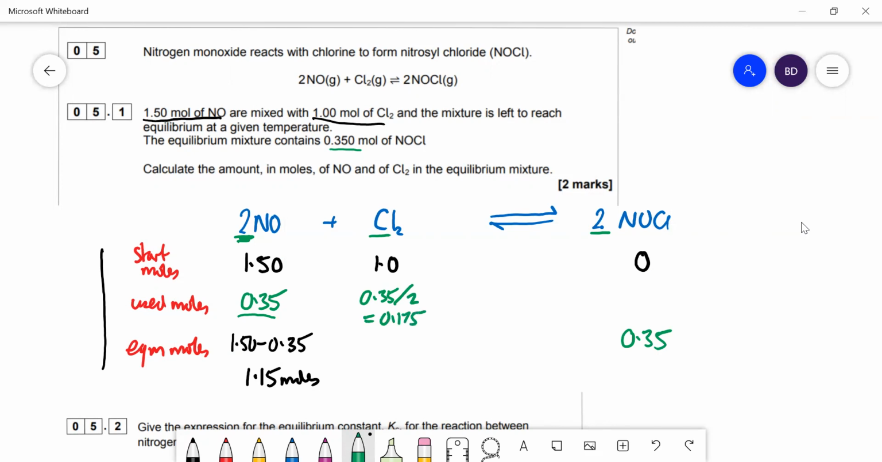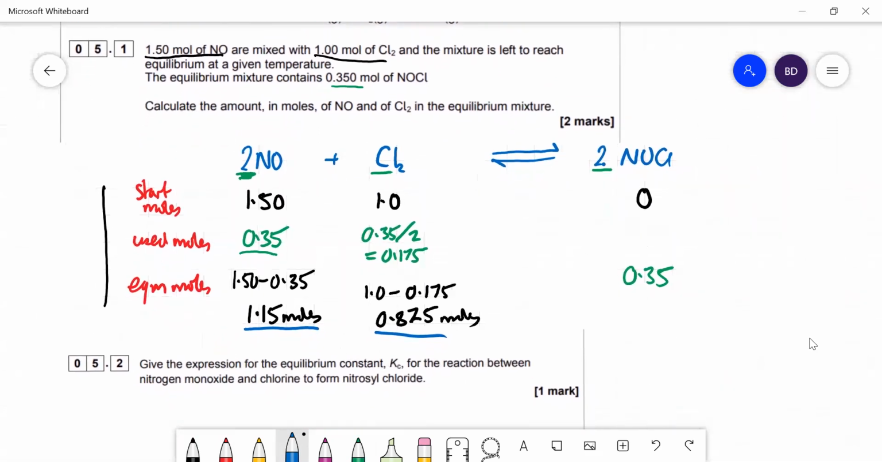So how much chlorine have we got left over at the end? We've got 1 minus 0.175, which gives us 0.87825 moles. So there's our 2 answers there: 1.15 moles of that and 0.825 moles of that one, of the chlorine.